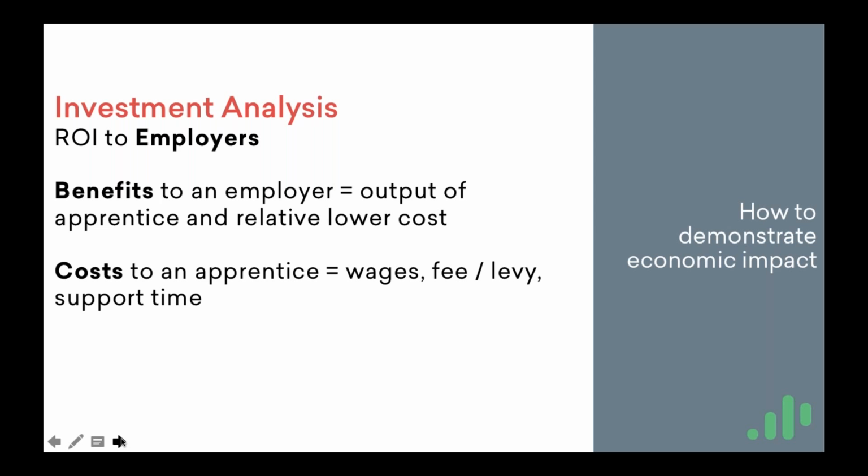And then benefits to the employers. Again, the obvious stuff like, well, what output does the apprentice give? What increased product is coming for your employers through their employment of apprentices? And how does that compare from a cost-based perspective on the cost of employing an apprentice versus the cost of employing another member of staff? Is it a relative lower cost? It usually is.